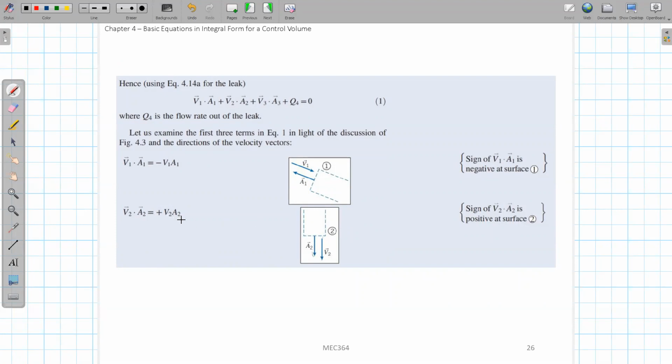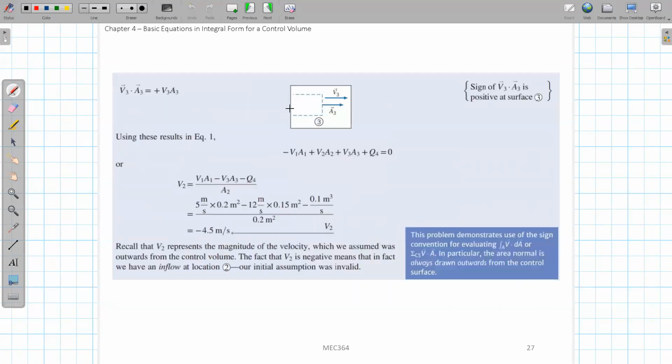You got V2 times A2. And V3 dot A3 similarly, although we do not know V3 yet, because this V3 is the velocity we want to get at this part 3. We do not know it yet, and A3 we know. Similarly to part 2, because this V3 is also an outlet part, when you do the inner product, you will get a positive value from the V3 and A3.